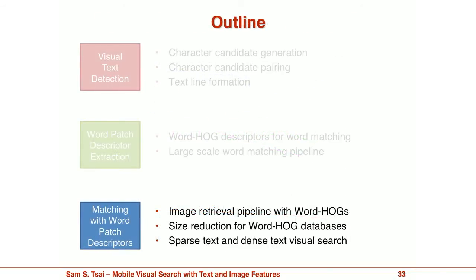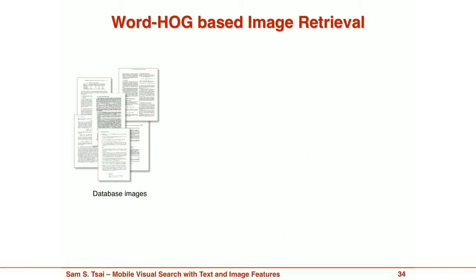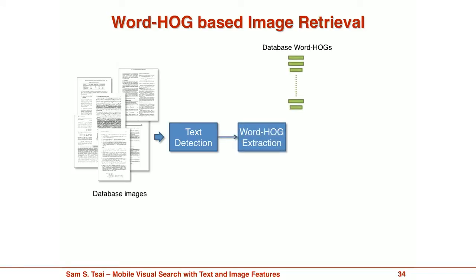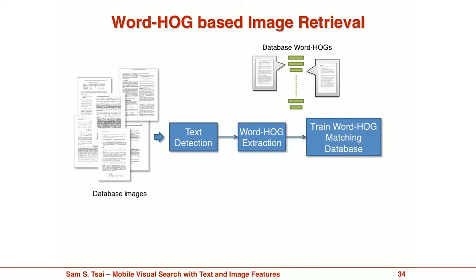Now, since we have talked about the 2 major building blocks, let's look at how we can build the image retrieval pipeline. As we have mentioned, given a set of database images, we will first perform text detection to find the visual text locations within the images. Then, from these visual text locations, we extract the database WordHOGs. For each database WordHOG, we will know its origin database image. Then we use these database WordHOGs to train a WordHOG matching database.